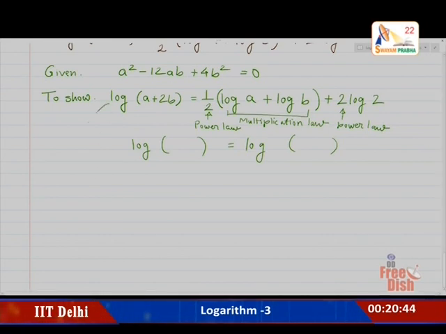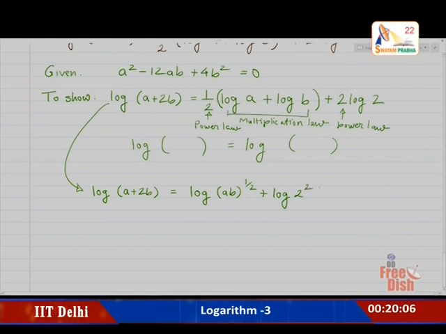So let us take this and start. Let the left hand side be as it is, log of (a plus 2b) which is equal to, so let us first apply the multiplication rule and the power rule together, which is equal to log of ab, which is the result of the multiplication rule, and I have half over here. So this is raised to half, okay, plus log of 2 square.